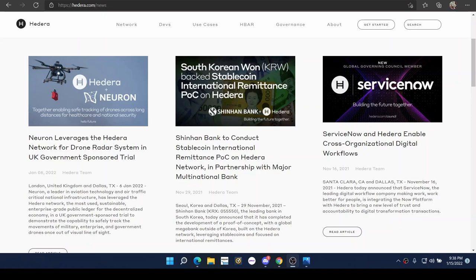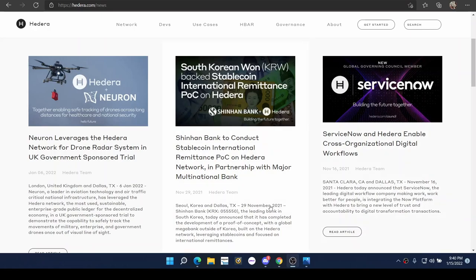Now I'm just going to skim over the news, who they are partnered with, and what they could possibly have coming in the future. Now, here is their Hedera news tab. And I did not actually know this before looking into the project, but Neuron leverages the Hedera network for a drone radar system in a UK government-sponsored trial. I see this as a really big win, because when you apply these kinds of services to governments, they are willing to pay top dollar for the latest and greatest technology. And that's a fact for almost every country. Defense spending, military spending is almost the highest in the United States and every other country that you can search.